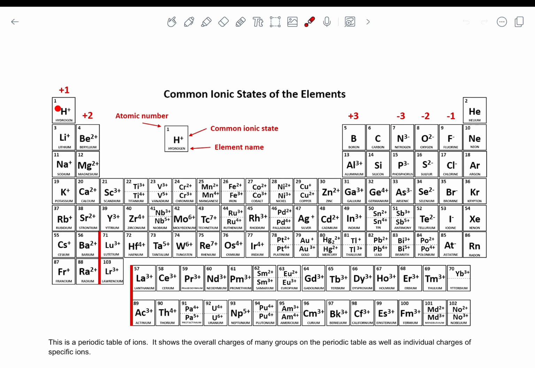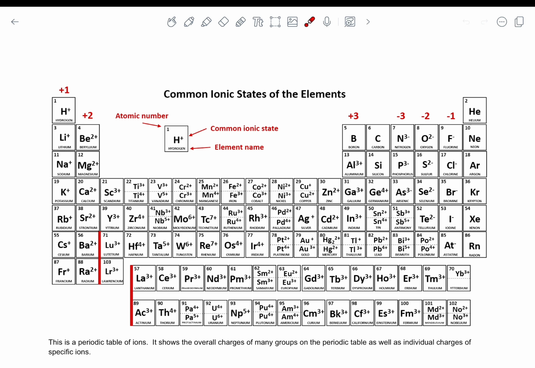So here's hydrogen, and there's its atomic number right there. Here's helium over here with its atomic number. It doesn't give you atomic masses or anything like that. We're concerning ourselves here with both the number of protons and the number of electrons, because that's what makes an ion.